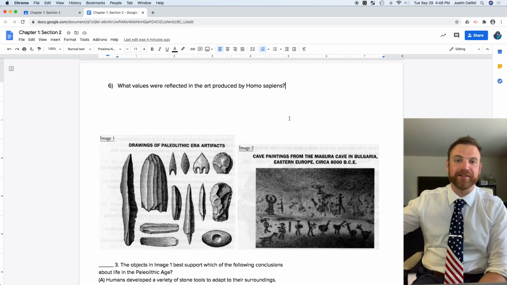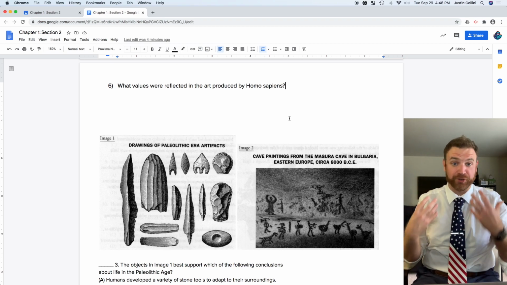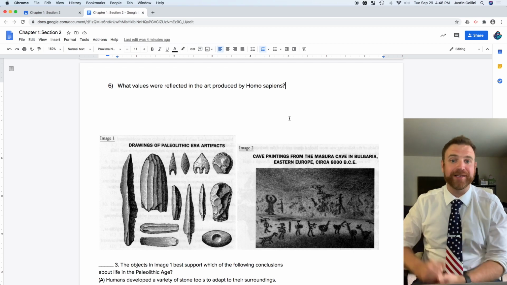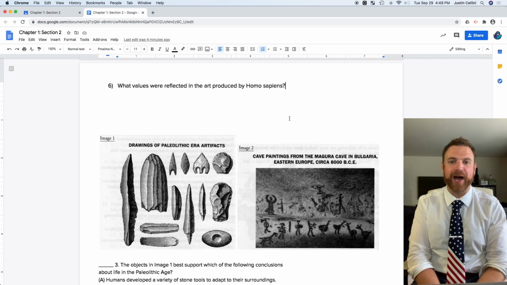The textbook makes this claim that people maybe were looking to channel the spirit of the animal to gain control over it so that they could take it down more easily in the hunt the next day. Never going to know for sure, but it's an interesting hypothesis.